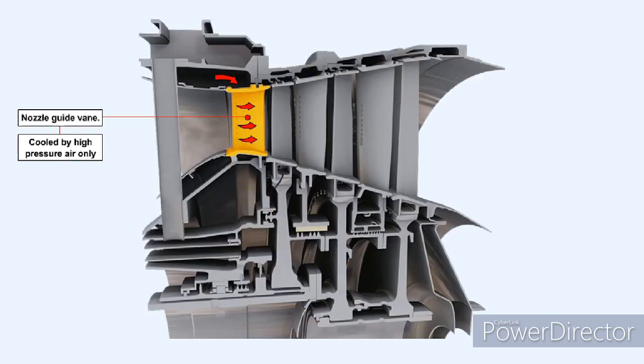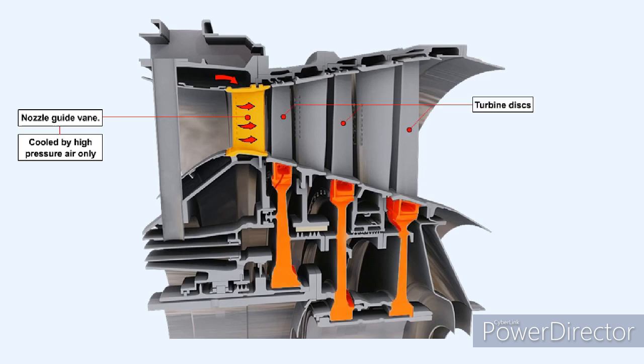The nozzle guide vanes use a similar method of cooling to that which is used to cool the turbine blades. The one major difference is that only high-pressure compressor air is used. This diagram shows a nozzle guide vane which is cooled by air from the high-pressure compressor, which is supplemented by film cooling.